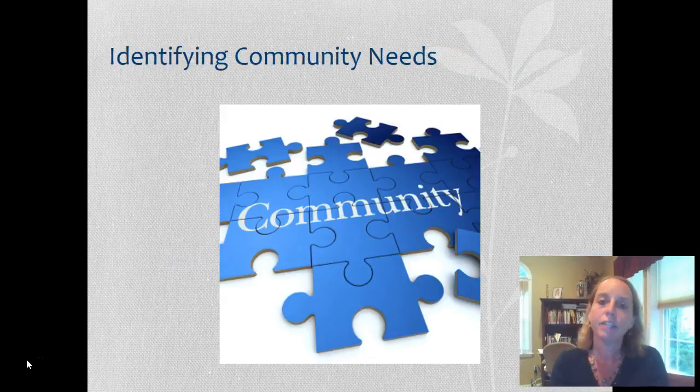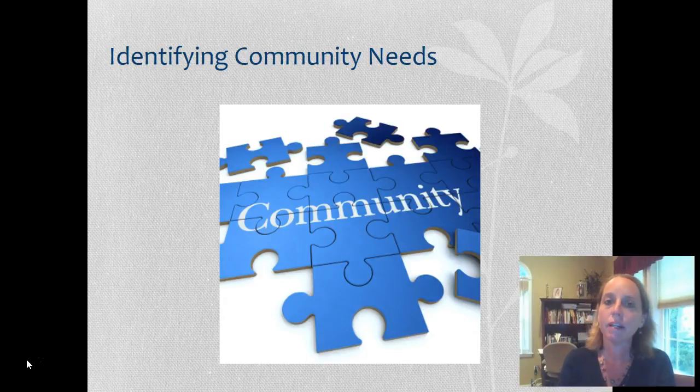So identifying community needs, this can be complicated. Usually most colleges have a service learning department or office that you can go and tap into to get some assistance. They may have already done some of the groundwork for you. So if you bring your learning outcomes to the student service learning representative at your college, they might be able to identify some needs that align to your learning outcomes. So that's always a great place to start.